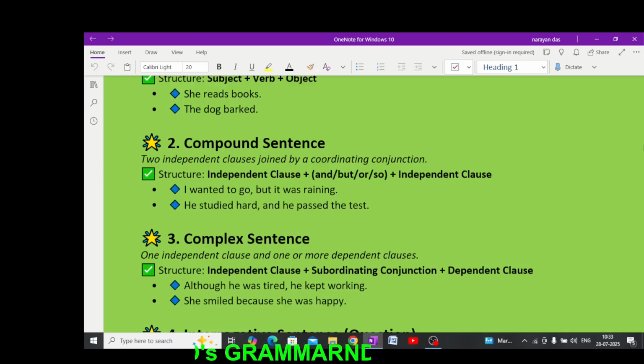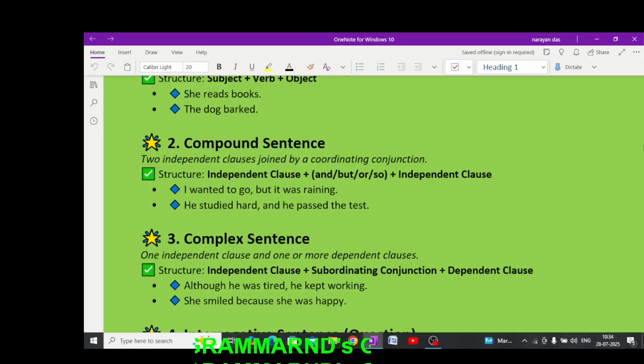I wanted to go, first clause. It was raining, second clause. Coordinating conjunction is but. So the full sentence is: I wanted to go, but it was raining. Second example: he studied hard. He passed the test. The coordinating conjunction here is and. So the compound sentence becomes: he studied hard and he passed the test.